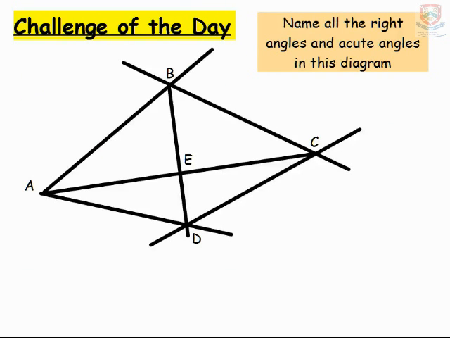Okay, here's our challenge of the day. I've made a diagram with 5 different lettered points on it. But how many right angles and how many acute angles can you find in the diagram? Can you name them all?